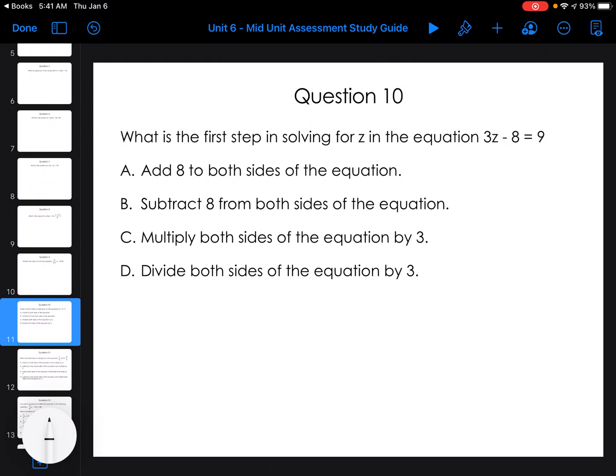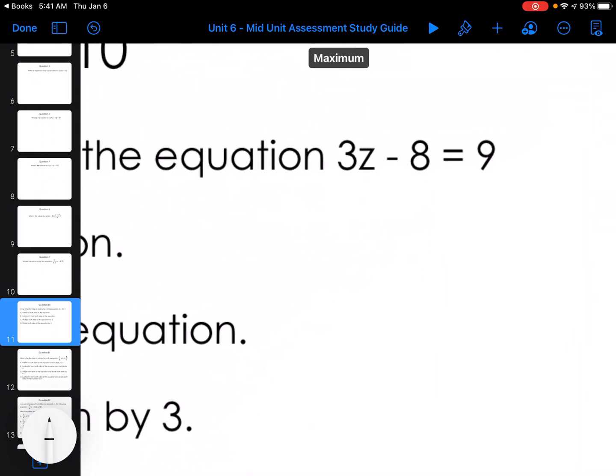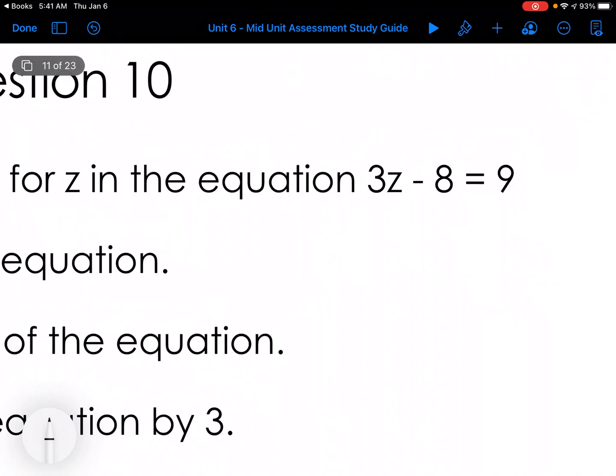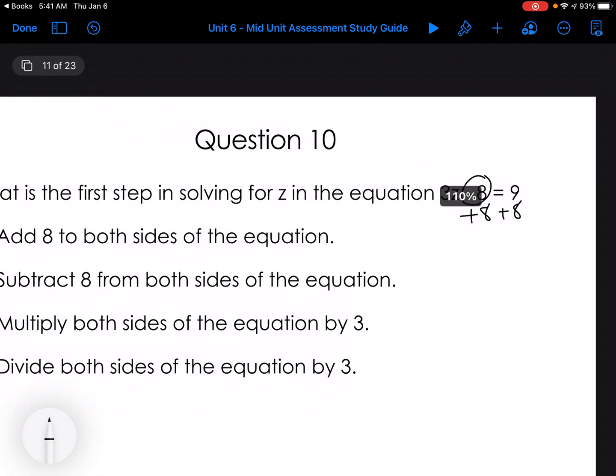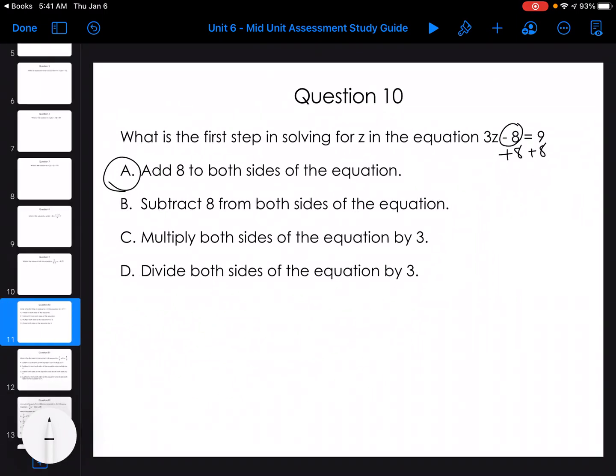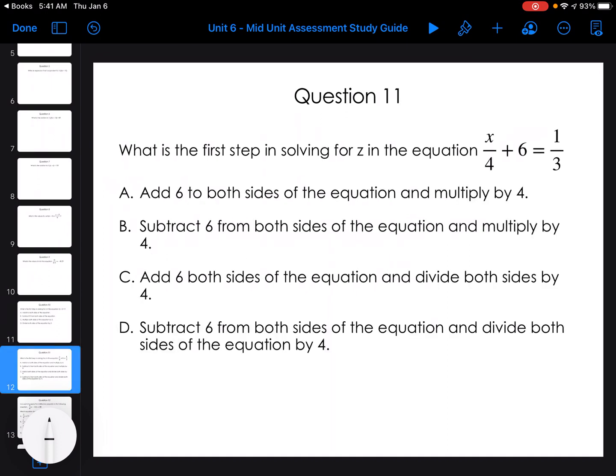All right, what's the first step in solving for z in this equation? So the first step would be to get rid of the constant, which is the minus 8. So to get rid of that, I'm going to add 8 to each side. So that would be A. Add 8 to both sides.